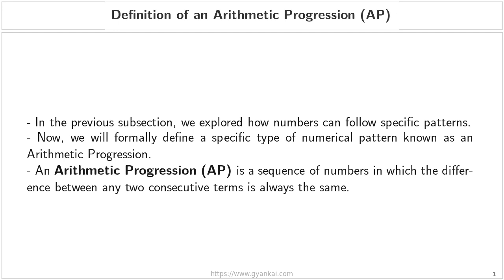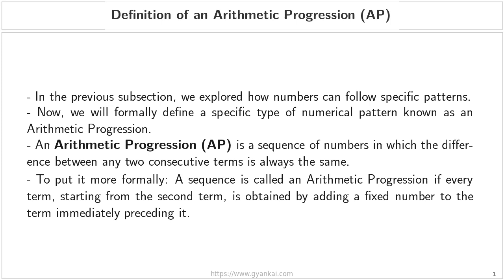At its simplest level, an arithmetic progression is just a sequence of numbers where the difference between any two consecutive terms is always the same. To put this more formally, and this is the part you'll want to remember for your exams, we say a sequence is an arithmetic progression if every single term, starting from the second term, is obtained by adding a fixed number to the term that comes immediately before it. As we move through the next few slides, we will break down exactly what consecutive and fixed mean, and I'll show you some real-world examples to make this crystal clear.